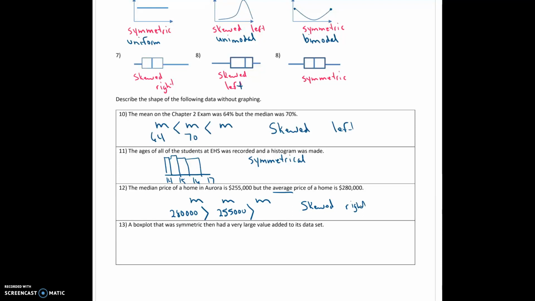And a box plot that was symmetric then had a very large value added to its data set. So a box plot, that just means, if I have something like this, it's very symmetrical right now. And then all of a sudden a really large value is added to this, that's going to make a tail that goes to the right. So this would be skewed right. That big piece of data is going to skew everything. It's going to throw everything off to the right.